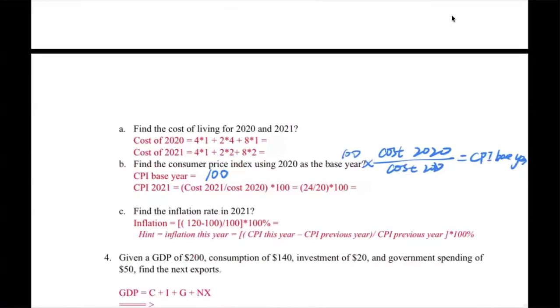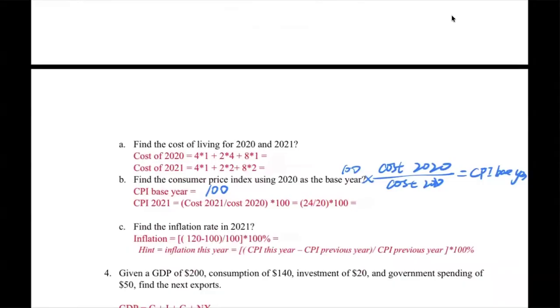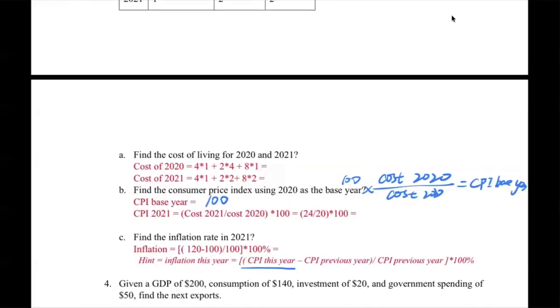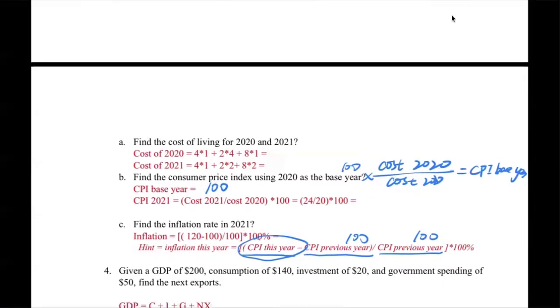Okay? And what is the inflation rate using the CPI in 2021? It's just the CPI this year minus the CPI of the previous year, divided by the previous year's CPI. The previous year's, of course, will always be 100, right? For the CPI this year, after calculating, you can get 120. So you can get the inflation this year. It is a percentage level. So you can calculate it by yourself.